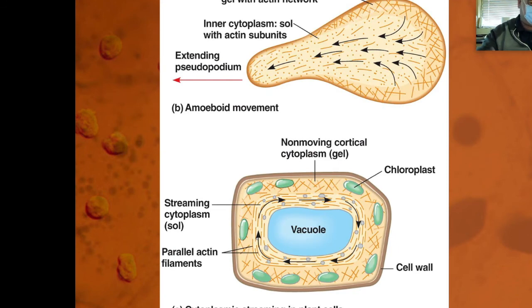Okay, so here are some pictures of examples, okay? We are pushing cytoplasm to one side. Here in a plant cell, we're circulating around the vacuole.